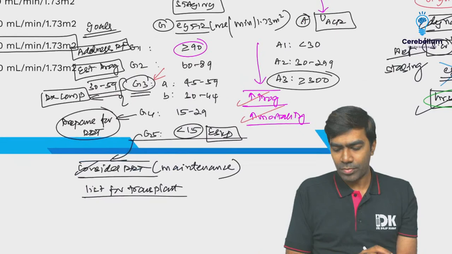And how will you differentiate? It is myoglobin, so directly you can do urine myoglobin. That's fine. But there are some indirect ways. If that assay is not there, indirectly you can pick it up. Number one, centrifuge the urine.